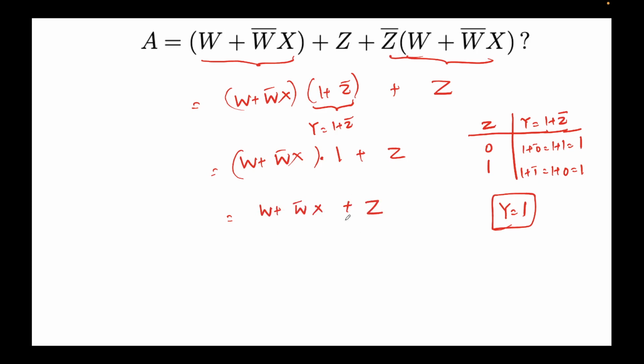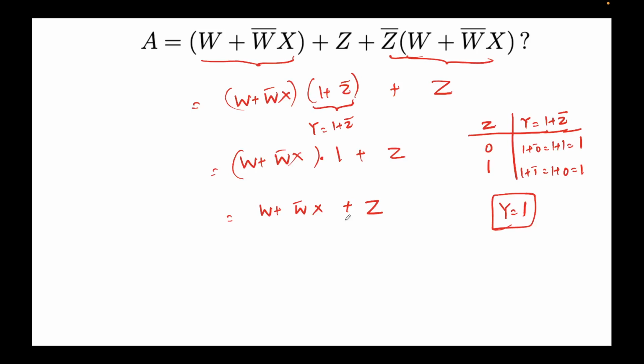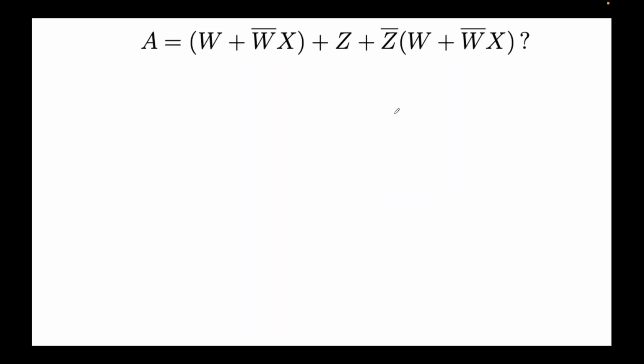So let's just check if this is one of the options. Okay, so w plus w bar x, no, this is not an option. What we'll do is that we can again further simplify this. How? I'll just tell you. So let me just repeat this over here. This has been simplified to w plus w bar x plus z.